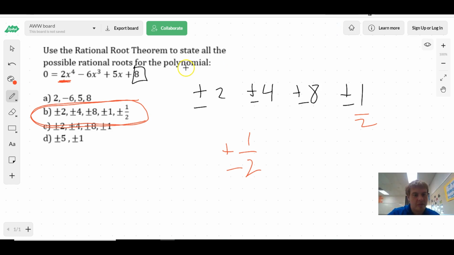So again, for the rational root theorem, it's whatever divides this last number, and then every number that is divided by this front number from here. So those are your answers. Okay, let's try the next.